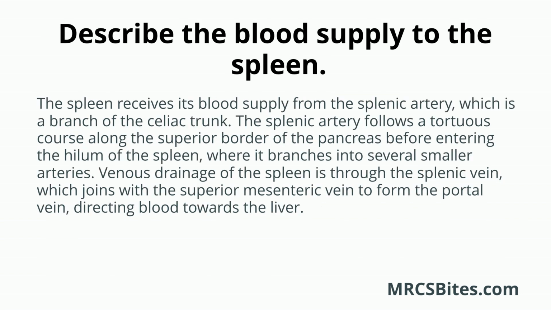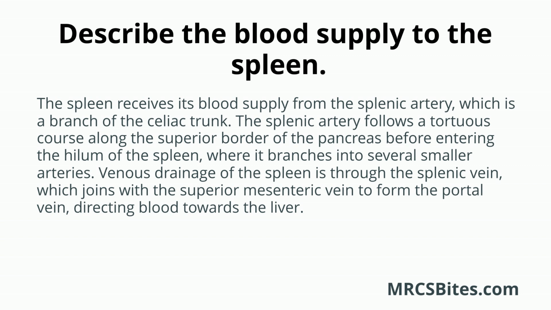Describe the blood supply to the spleen. The spleen receives its blood supply from the splenic artery, which is a branch of the celiac trunk. The splenic artery follows a tortuous course along the superior border of the pancreas before entering the hilum of the spleen, where it branches into several smaller arteries.